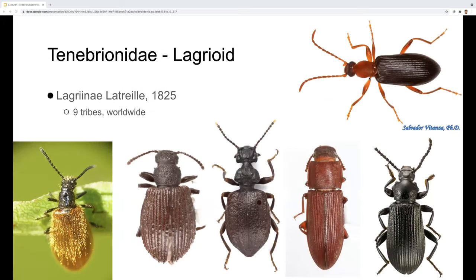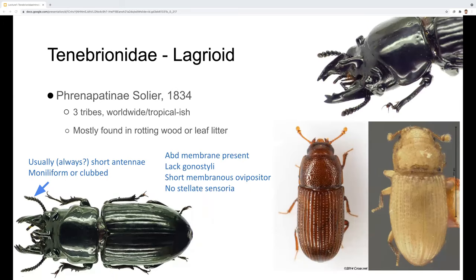And again, 9 tribes worldwide, really diverse, some really cool looking beetles. So then we have the Phrenopatines. This is a smaller subfamily. There are 3 tribes worldwide, more abundant in the tropics, and they're mostly found in rotting wood or in leaf litter.